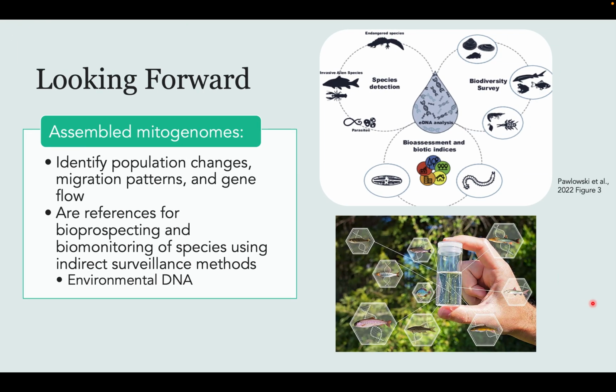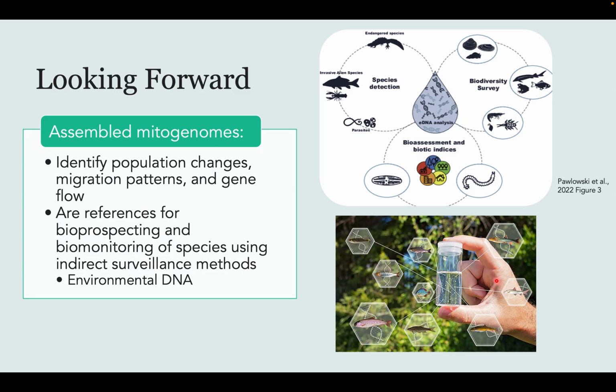So mitochondrial genomes are useful for population genetic studies in endangered species. Comparative studies of mitochondrial DNA can identify population changes and help scientists develop short-term and long-term conservation plans. By determining the genetic variation in the mitochondrial genome in different populations, researchers can determine migration patterns and the flow of genetic information among populations, which are essential for managing populations and threatened species. This newly assembled mitochondrial genome of the leopard shark can be used as a reference for bioprospecting and biomonitoring of Trichostomia fasciata, using indirect surveillance methods such as environmental DNA.